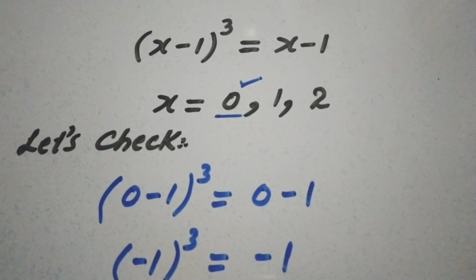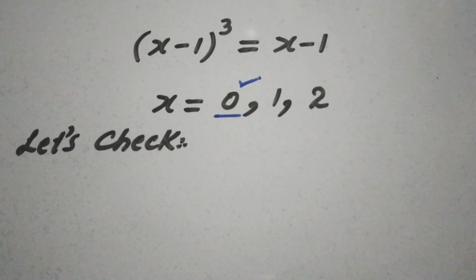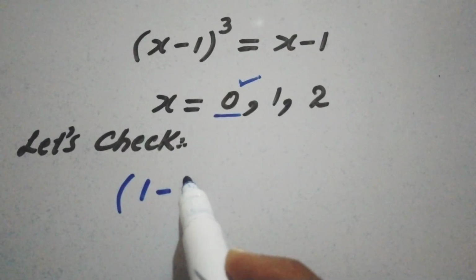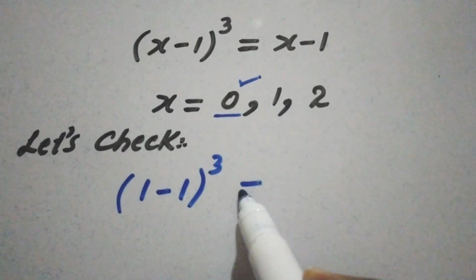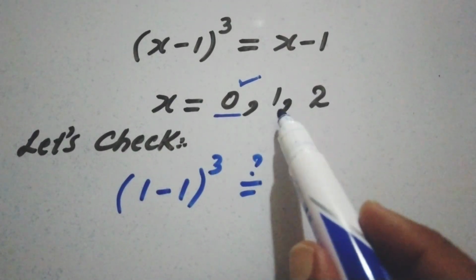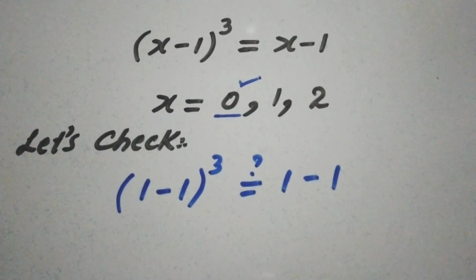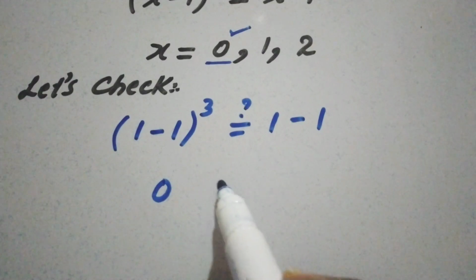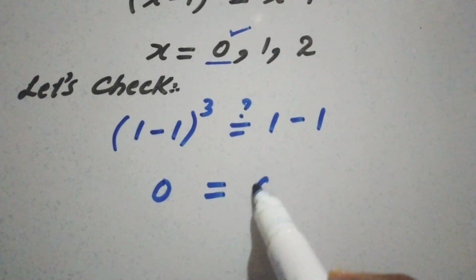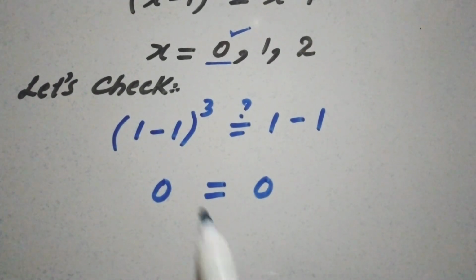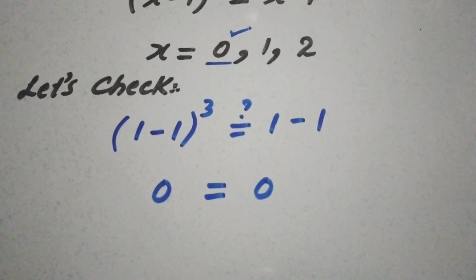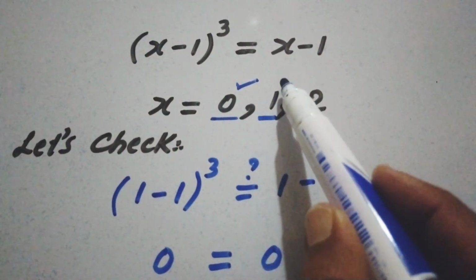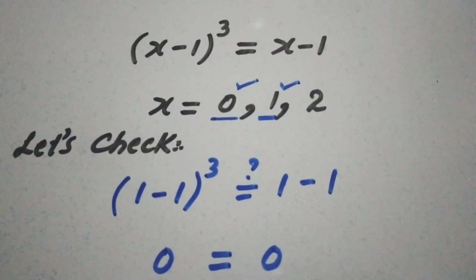Now we will use the value x = 1. In place of x we will put 1: (1 − 1)³ = 1 − 1. Hence 1 − 1, which is 0, 0 cube is equal to 0, is equal to 1 − 1, which is 0. So in this case we have proved that left hand side is equal to right hand side. Hence x = 1 is also a valid solution.